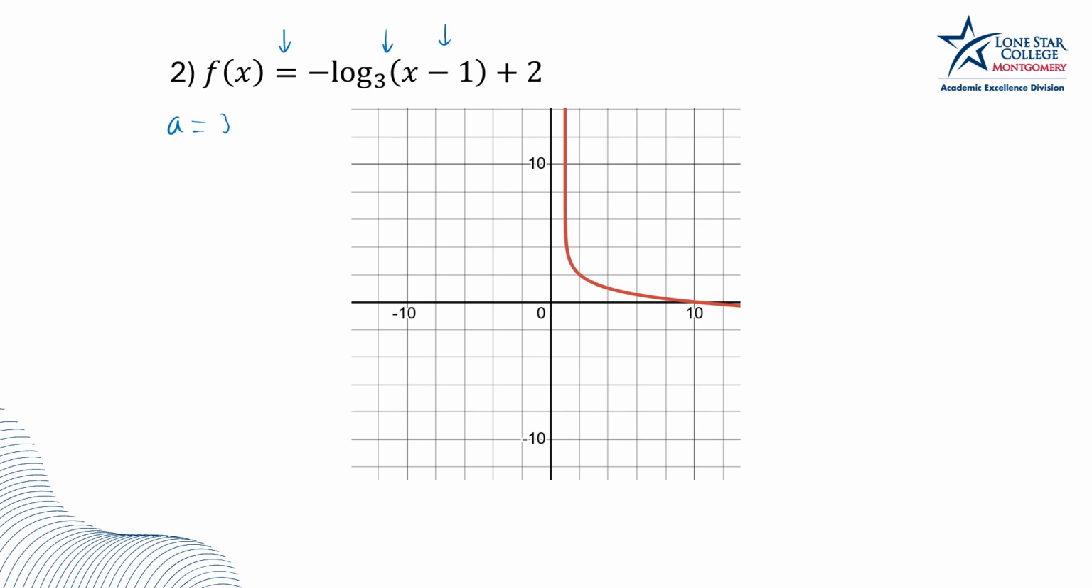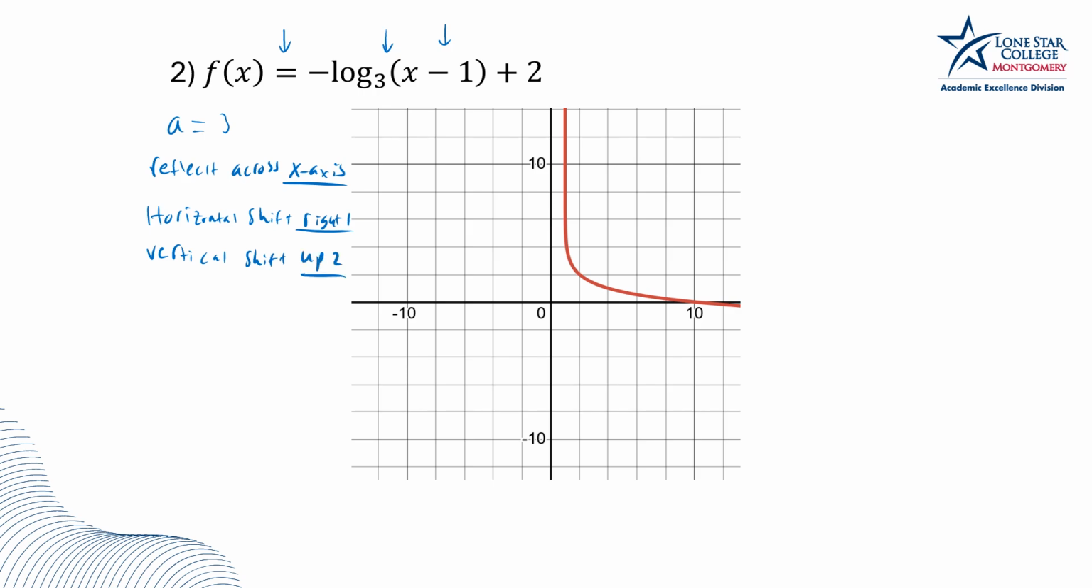That negative in front of the log would actually be a reflection across the x-axis. The minus 1 on the inside of our log would be a horizontal shift, and you think opposite, so it'll be right 1. And then finally, the plus 2 would be a vertical shift. Because it's just a plus 2, it would just be up 2.